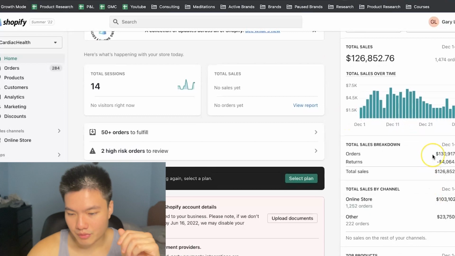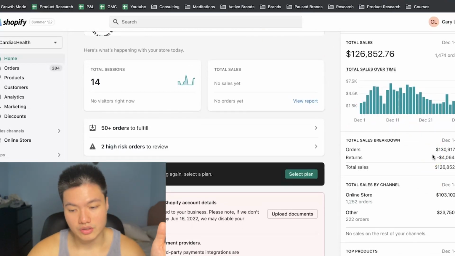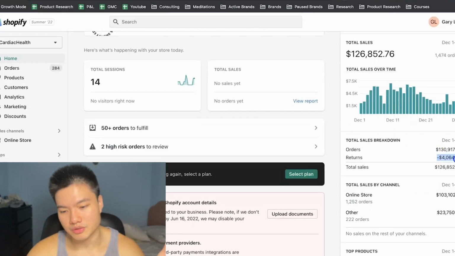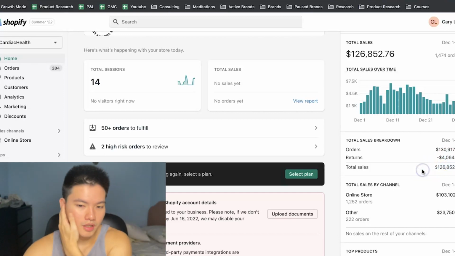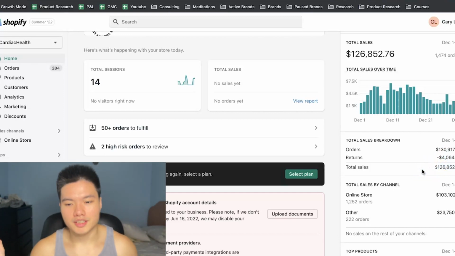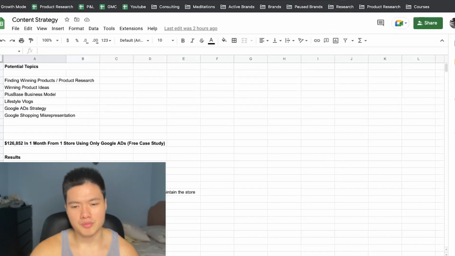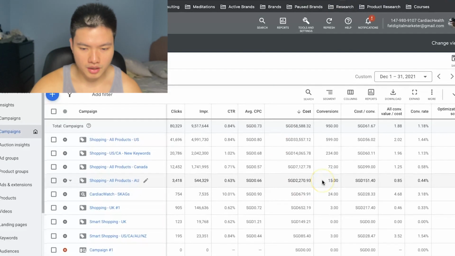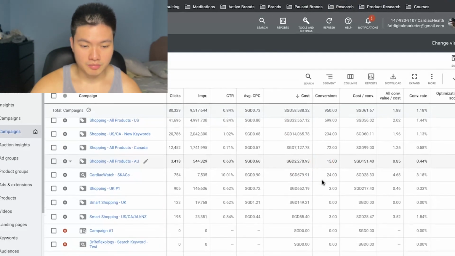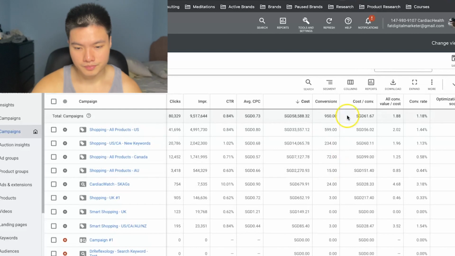So you can see that we have about $131,000 in sales, about $4,000 in returns, which made about $126,000 in sales. These numbers look really good and flashy, but obviously it would be nice if I actually kept all of it as profit, but that's not how e-commerce works. For this store, I believe our profit margin for the month was probably anywhere from 18% to around 20%. So I want to show you guys inside my Google Ads dashboard for the store.